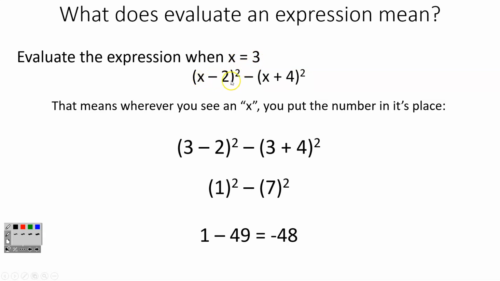So instead of saying x minus 2 squared, we're going to say 3 minus 2 and then squared. Instead of saying x plus 4 squared, we're going to say 3 plus 4 squared. So when I start breaking it down, 3 minus 2, because we want to take care of what's inside parentheses first, that's going to give me 1 squared. We're going to do inside parentheses 3 plus 4, which is 7 squared. 1 squared is just 1. 7 squared is 49, so 1 minus 49 equals a negative 48. So when it says evaluate and it tells you what the variable equals, you're just substituting that number in for that variable.